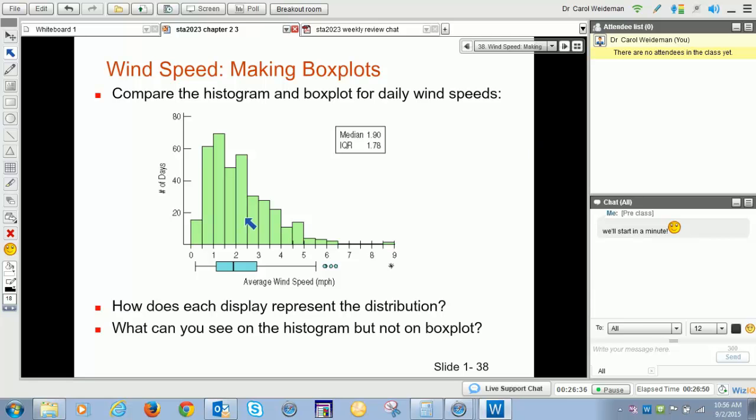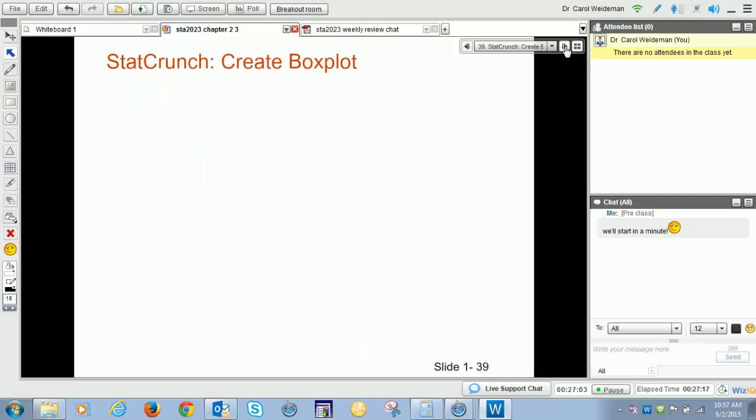So what can you see on the histogram that you can't see on the box plot? On the histogram, you can see the mode, the modality. You can't see that on the box plot. You can see skewness on both. Notice the distance from the median to the max. You can see that skewness if you compare that distance to the distance from the median to the min. What can you see on the box plot but not on the histogram? You can actually see outliers identified using a criteria. So it's helpful actually to do both displays.